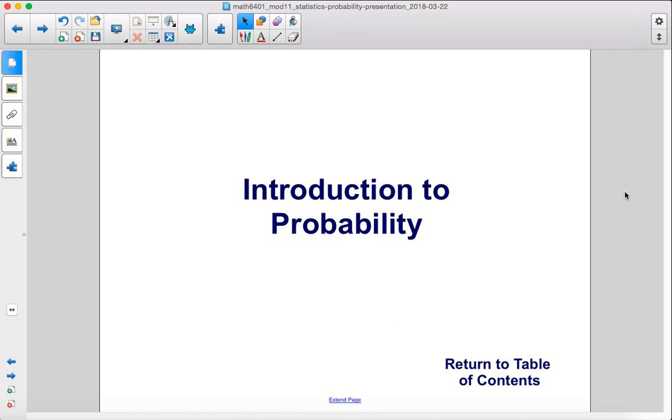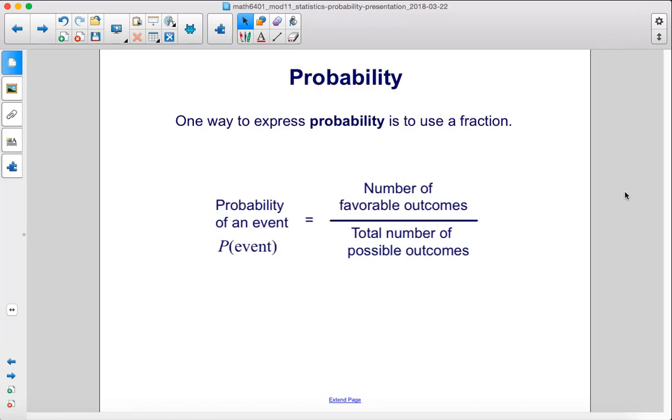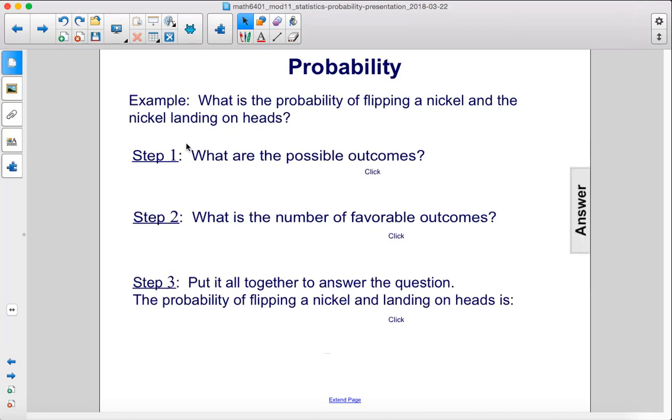Introduction to probability. One way to express probability is to use a fraction. The probability of an event, the P of an event, equals the number of favorable outcomes over the number of total possible outcomes. Here's an example. What is the probability of flipping a nickel and the nickel landing on heads?